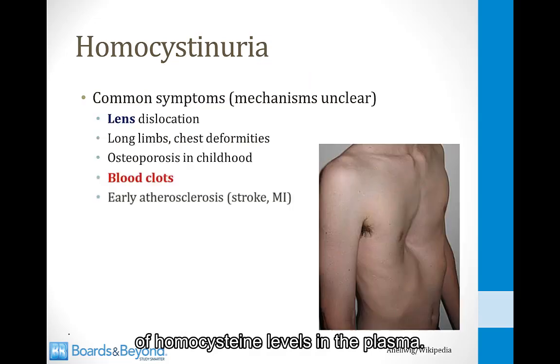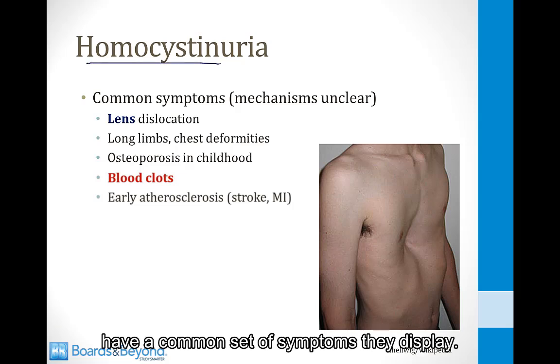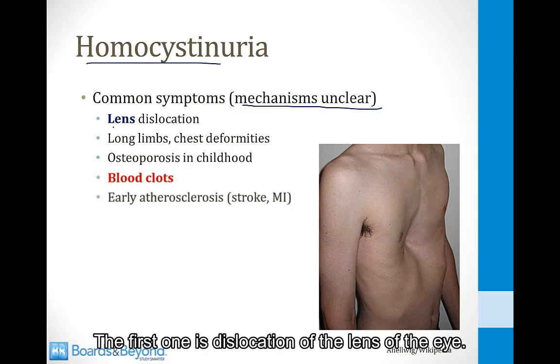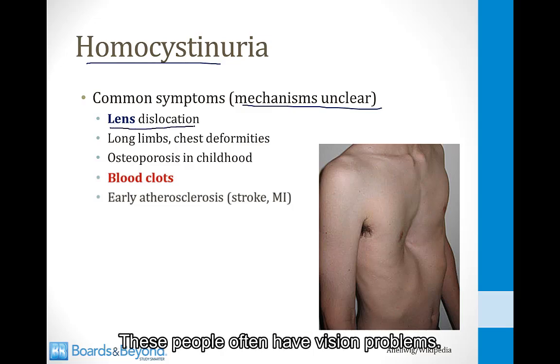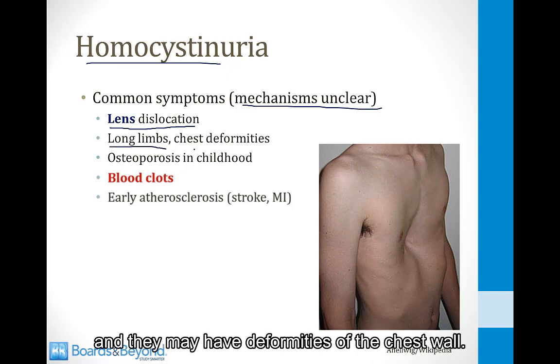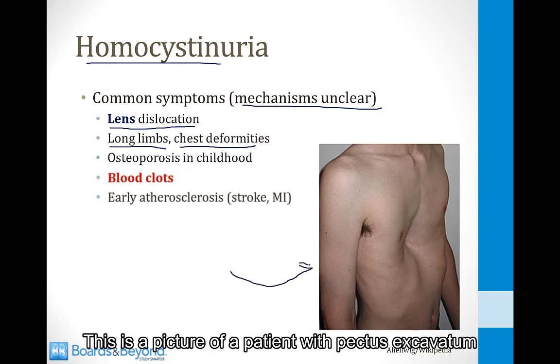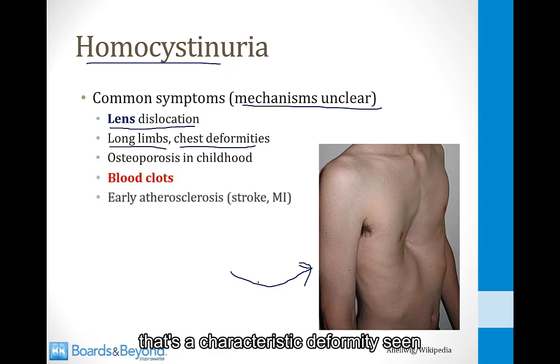the plasma. Patients who have very high elevations of homocysteine levels and homocystinuria have a common set of symptoms they display. The mechanism of these symptoms is unclear. The first one is dislocation of the lens of the eye. These people often have vision problems. They can have very long arms and legs, and they may have deformities of the chest wall. This is a picture of a patient with pectus excavatum. That's a characteristic deformity seen in high levels of homocysteine.